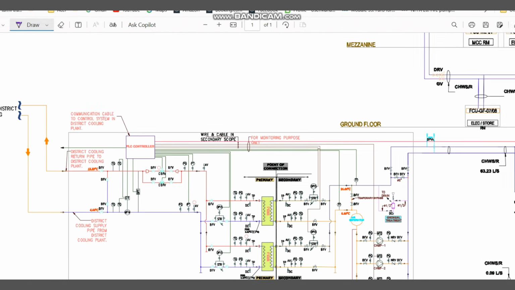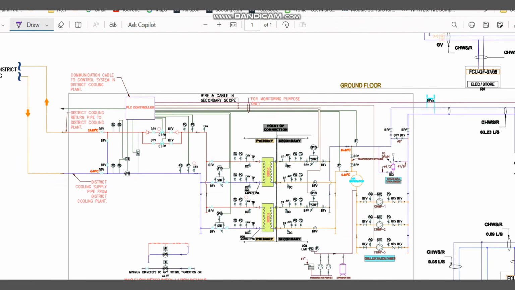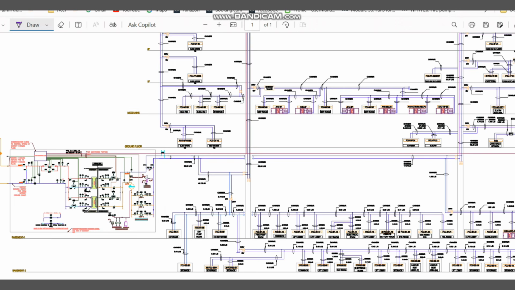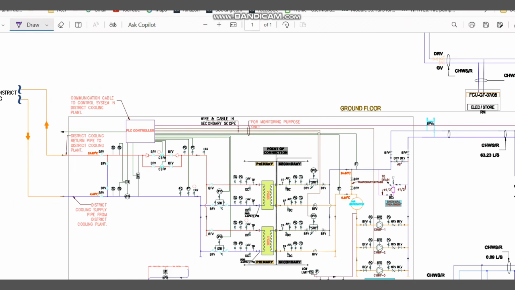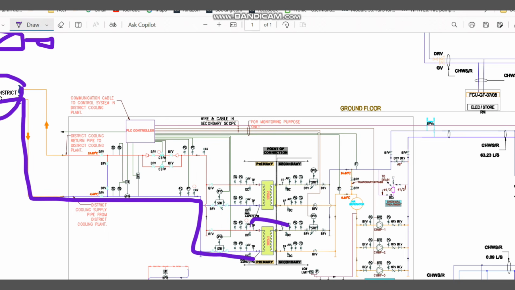So in our project, if you see here, this is the overall view of our project, and this is the line which is coming from outside. From district cooling, there is a separate district cooling plant located somewhere, where the cooling tower and everything is located. From here the pipeline is coming, and from this point we have the tapping to our incoming line, which is going to the heat exchanger. So in this project we don't have an air cooled chiller or a water cooled chiller; instead of those chillers we are using the heat exchanger. So it is called a district cooling system.